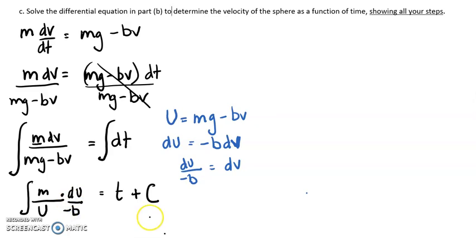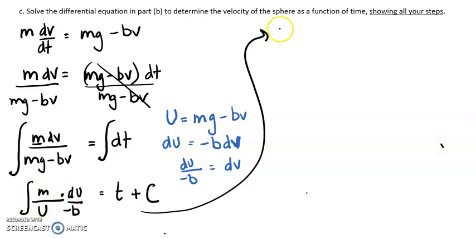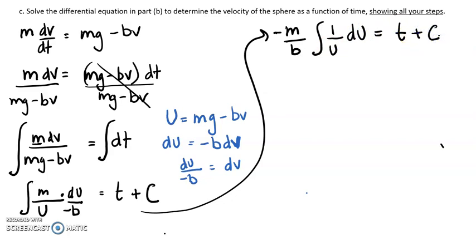Wow, that's sloppy. Okay, so I'm going to go to the other side of this paper and keep solving. First thing on the left-hand side integral, I'm just going to pull out any constants, because everything's multiplied and divided, so we can just pull them out. So that's negative m over b times the integral of 1 over u du equals t plus c. Now I can integrate that. The integral of 1 over u, I know from good old practice, is just ln of the absolute value of u, equals t plus c, and I can't forget my constant, negative m over b, up front.